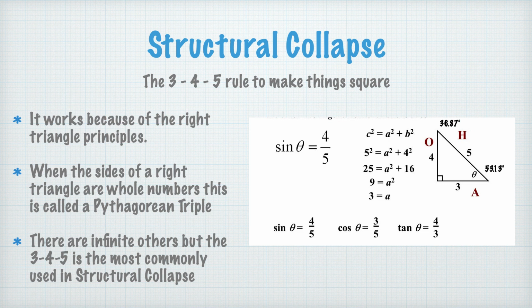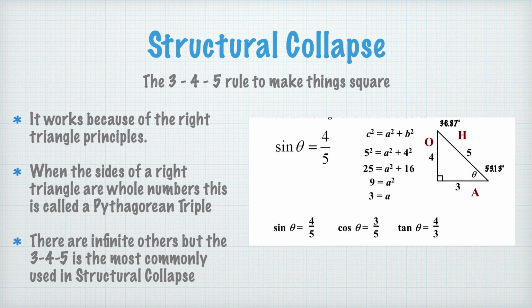So now let's look at a couple of structural collapse examples. The first one we'll hit is the 3-4-5 rule to make something square. Well, how does that work? It works because of the principles of right triangles. With right triangles, you can use the Pythagorean theorem, a squared plus b squared equals c squared. The a is one side of the triangle, the b is the other side of the triangle, and the c is the hypotenuse. And so if you were to run the Pythagorean theorem on the 3-4 magnitudes of those two sides of the triangle, you would get 5 as the answer for the hypotenuse.